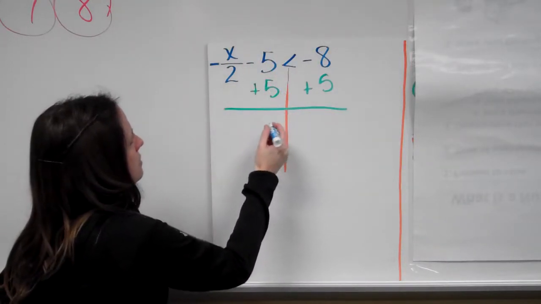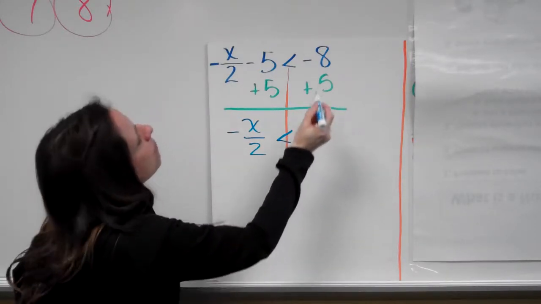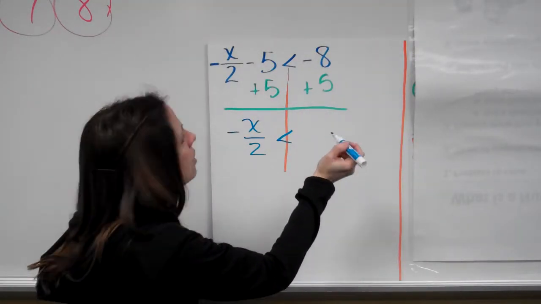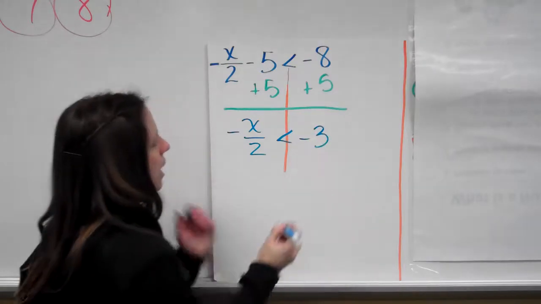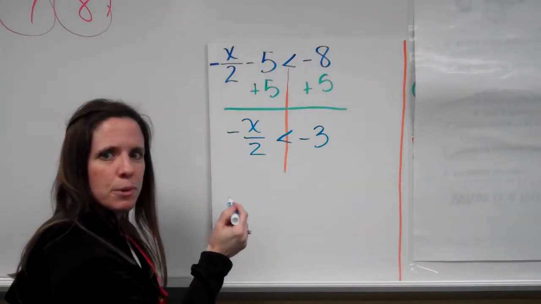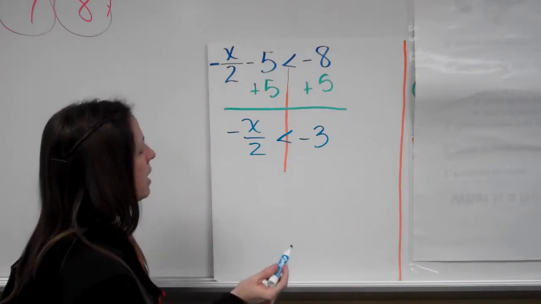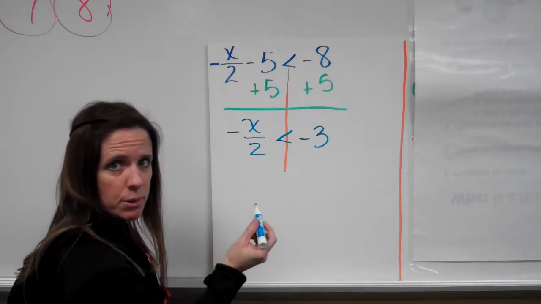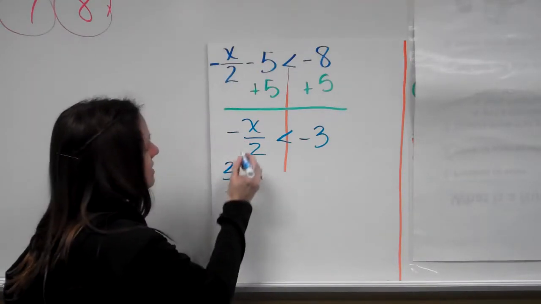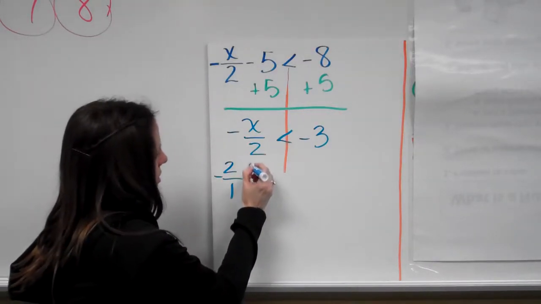Minus 5 plus 5 makes 0, so we have the opposite of x over 2. Bring down your inequality symbol. And negative 8 plus 5, going back to Unit 1 integers, subtract, and keep the sign of the larger absolute value, so that's negative 3. Okay, second step, undo multiplication or division. This is division, so we're going to do the opposite, multiply. And we're going to multiply both sides by the reciprocal or the flip. Dividing by 2 would be times 2 over 1. And this is a negative 2 over 1 because of that negative in front of our division.